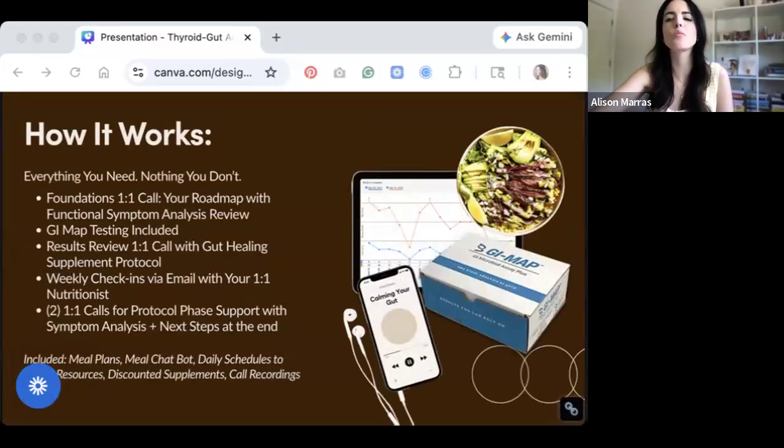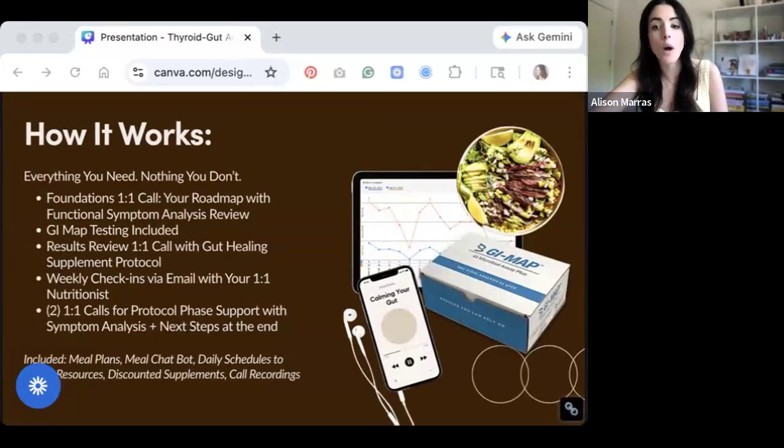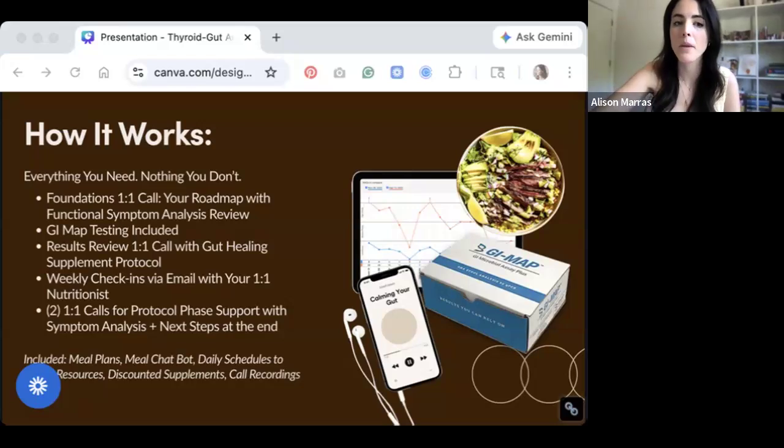So here's how it works. We start with your foundations one-on-one call to put your nutrition and lifestyle roadmap into place. This is how we're healing the terrain right off the bat, and you're going to feel so much better with this alone. And we're reviewing a functional symptom analysis as well, so that we're customizing everything to your body's needs and goals. And that way you have clarity. You have an organized daily schedule. You know exactly what to do, what to eat, everything. We'll cover detox, we'll cover sleep, movement, all the things. Because without this, nothing's getting resolved.